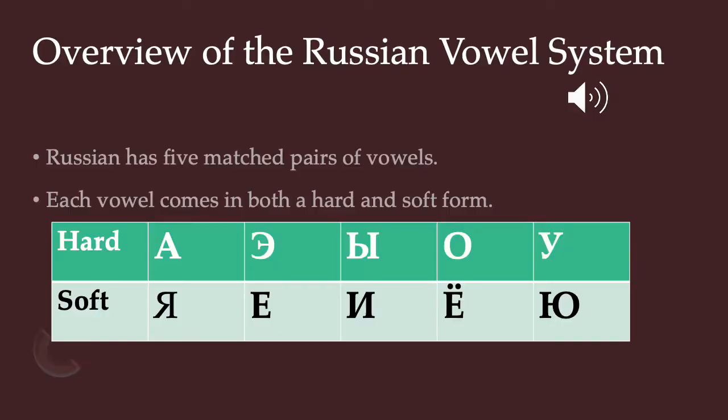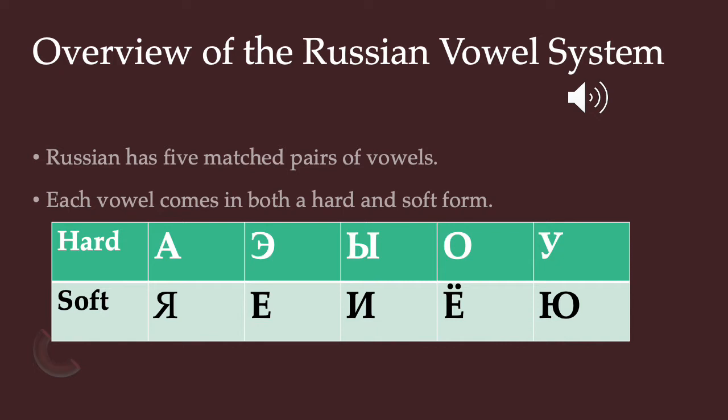So, just a reminder that Russian has 10 vowels. Actually, what it really has is 5 matched pairs of vowels. It has 5 hard vowels and then 5 soft vowels, and these vowels come in pairs. So each vowel has its hard or soft partner in this pairing system. If you look at the chart on slide 2 of the PowerPoint, you can see that we have the list of the hard vowels on the top and the list of the soft vowels on the bottom.